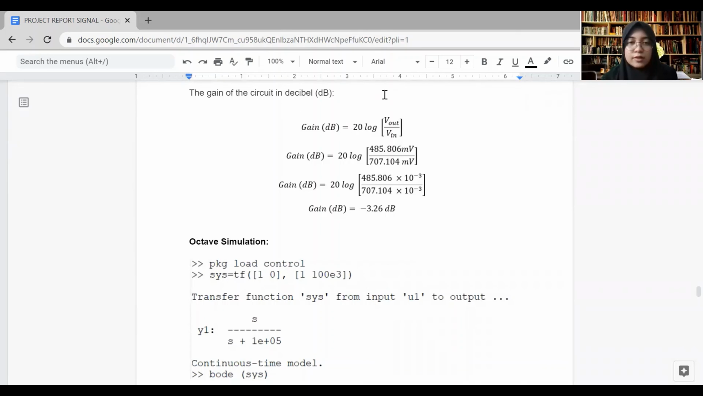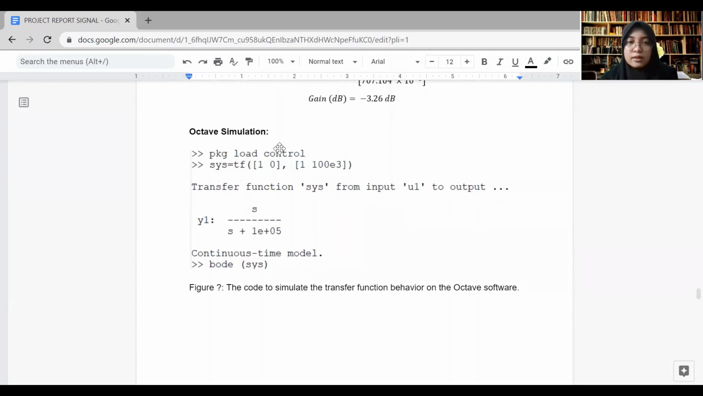Moving on with the gain of the circuit. The gain is calculated using the formula of 20 log V out over V in. By substituting the values of V out and V in the formula, we can get the gain of the circuit is negative 3.26 decibel. Next, the Octave simulation.